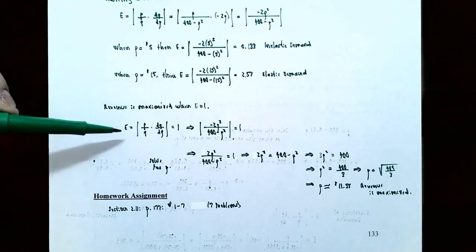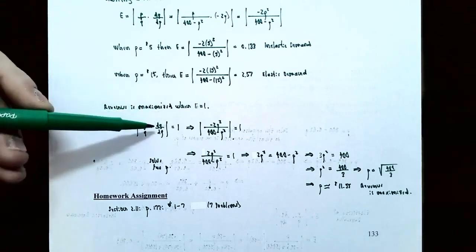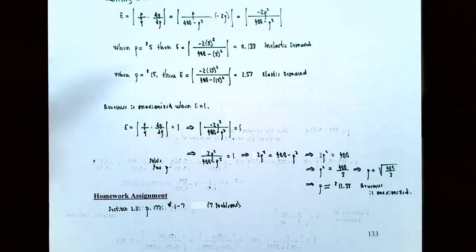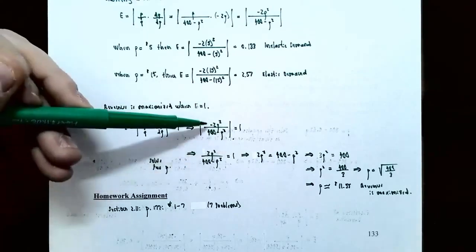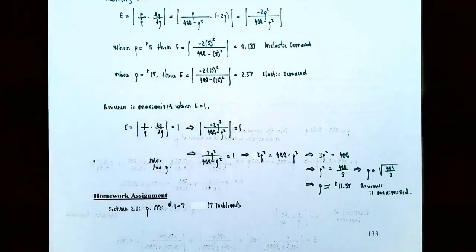So take the elasticity of demand formula. Capital E is the absolute value, P divided by Q, times the derivative of Q with respect to P, set it equal to 1. We're going to have to solve this equation. So let's take what we got from the elasticity of demand earlier, absolute value, negative 2 times P squared, divided by 400 subtract P squared, set this equal to 1.